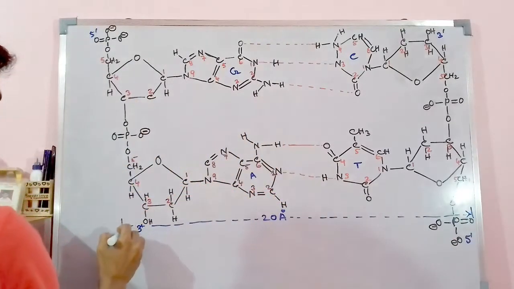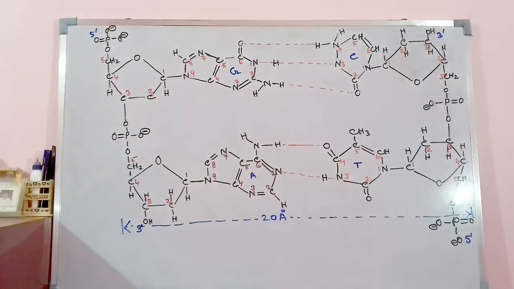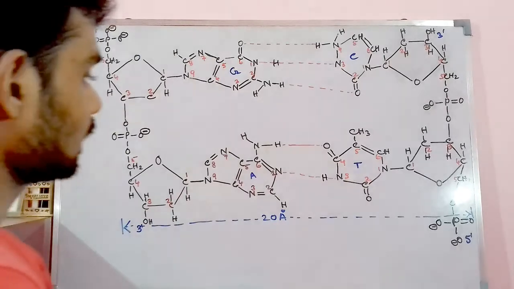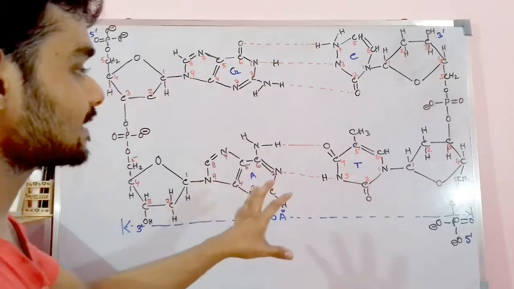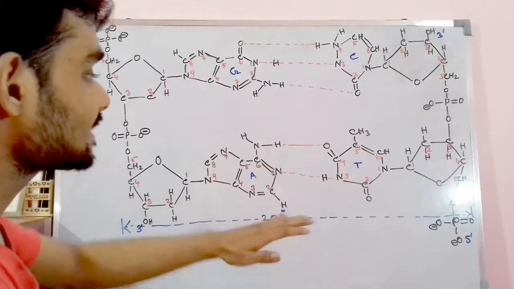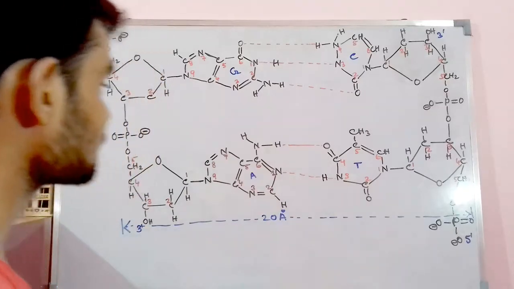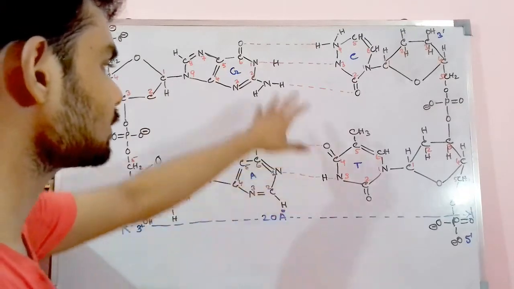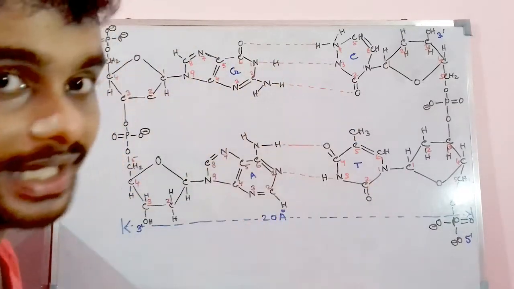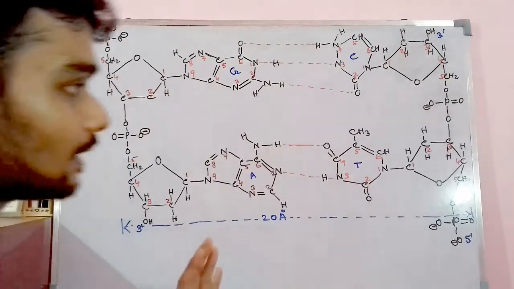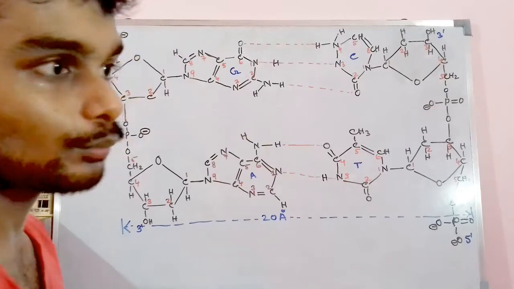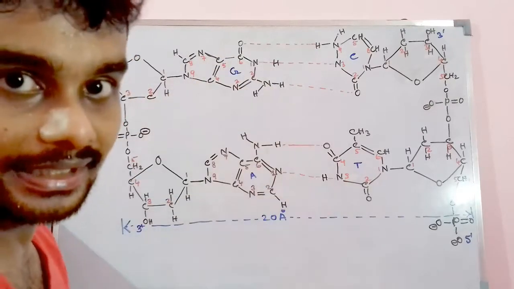The 20 angstrom is in its extended form or flat-like structure. Okay, in its planar structure, I must say. The distance between two strands is 20 angstrom, the optimum distance, and there is no less or more than this in case of this particular DNA.